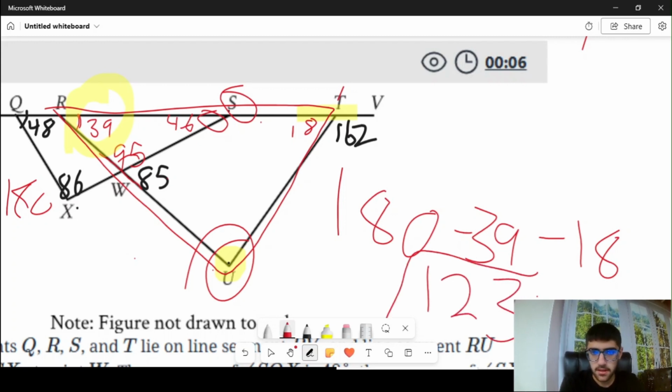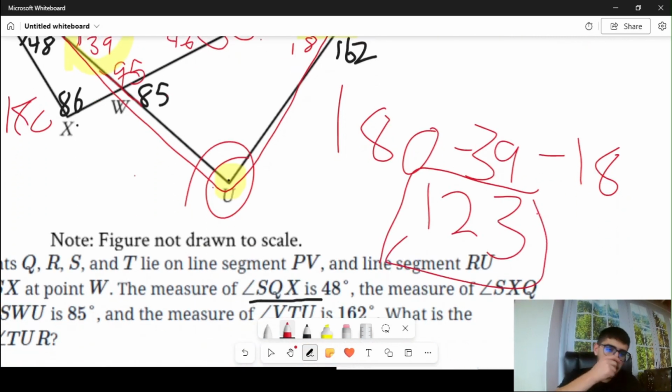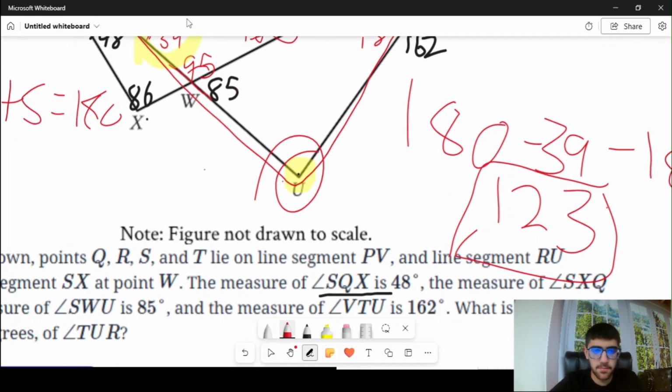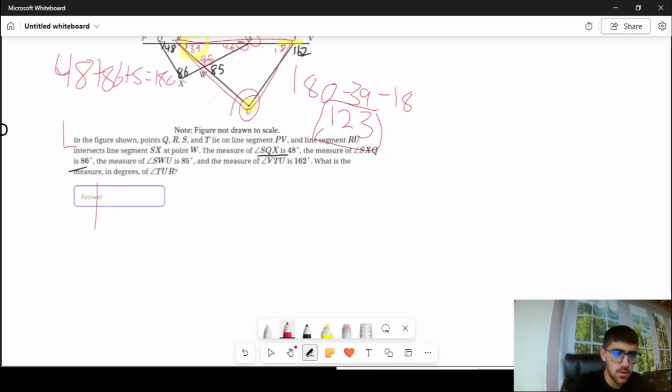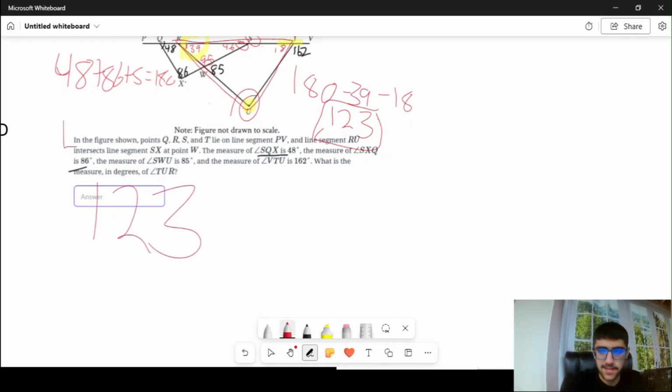123. So then you might look at this and say, wait, that looks like it's less than 90 degrees, but that is why they put figures not drawn to scale. And then you put in 1, 2, 3. So 1, 2, 3 is the correct answer.